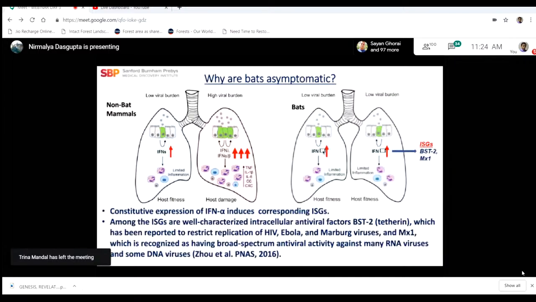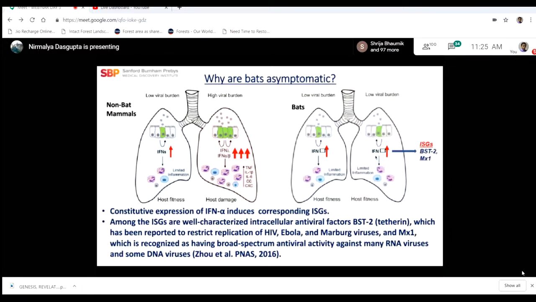It is actually IFN alpha. Bats have always constitutively expressed IFN alpha, a continuous low level of IFN alpha secreted in their body. So this clears the viruses and they maintain this state always. Their viral burden never becomes high. It always stays low because of continuous interferon signaling.